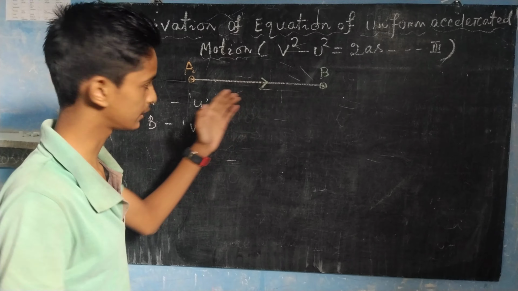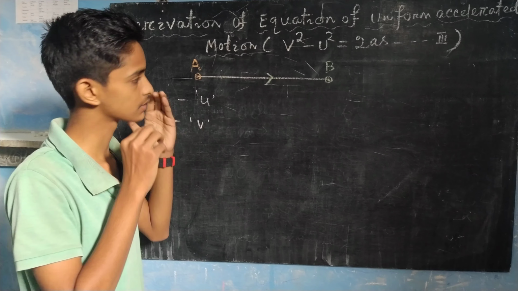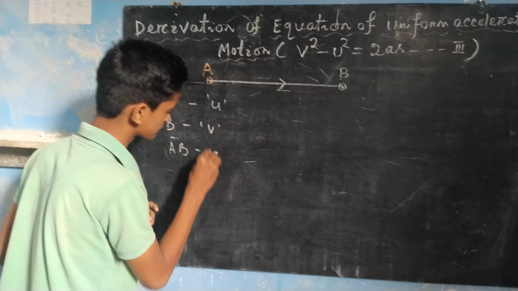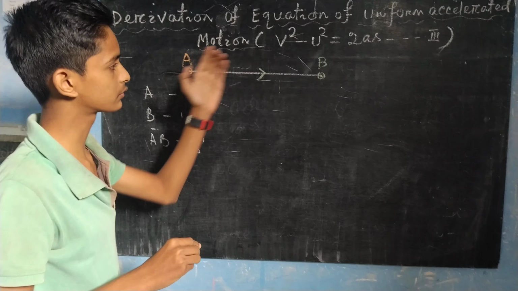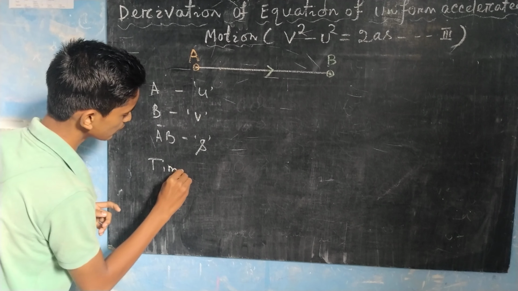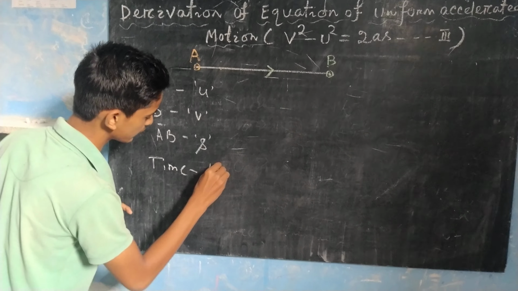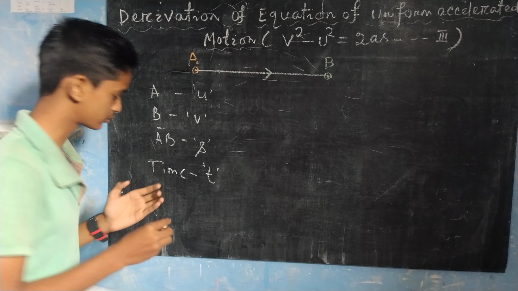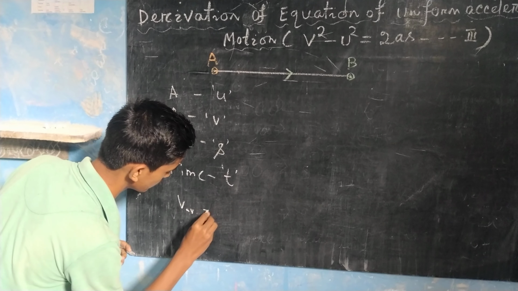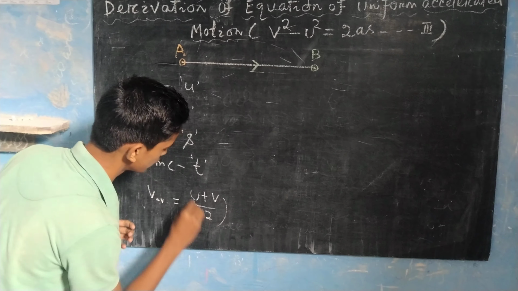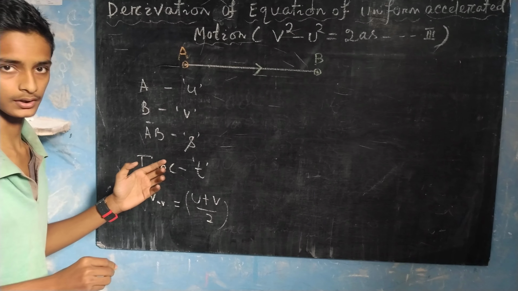And the distance between AB is denoted by small s, and the time taken between the distance is denoted by small t. So time is equal to small t. Here friends, there are two velocities, the initial velocity and the final velocity. So the average velocity is equal to average velocity V_av, means average velocity is equal to (u plus v) by 2. It is the formula of average velocity.